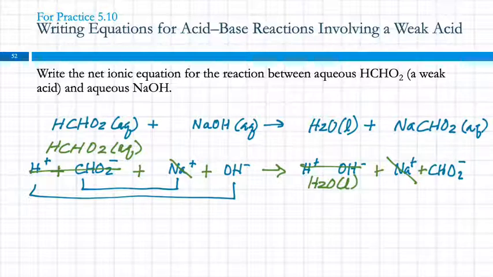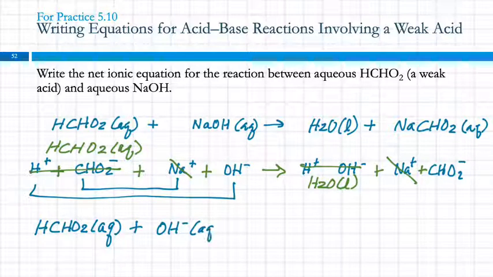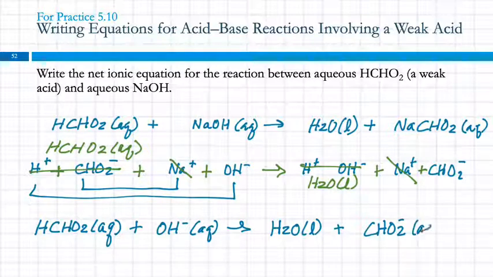So for my net ionic equation, I'm going to copy down what's left. I've got my weak acid. It's not EQ, it's AQ. And I've got hydroxide ion. And that's making water, liquid, and CHO2 aqueous. So that's my net ionic equation.